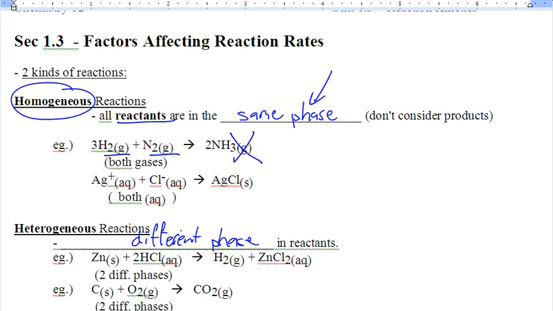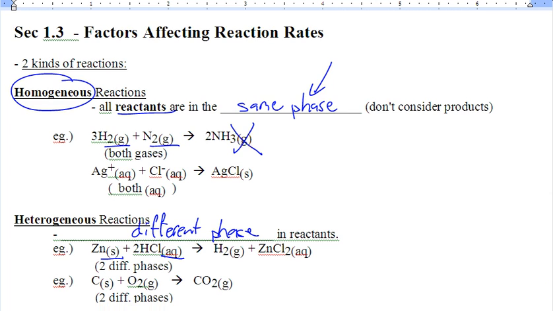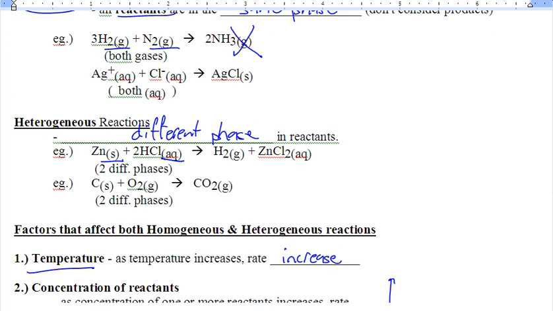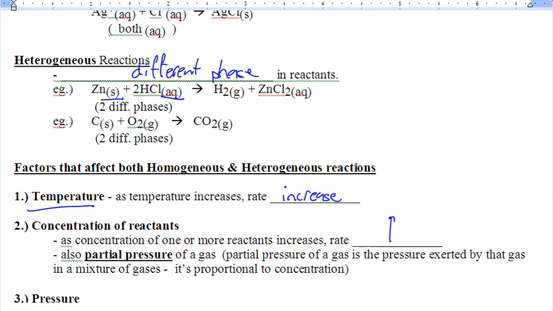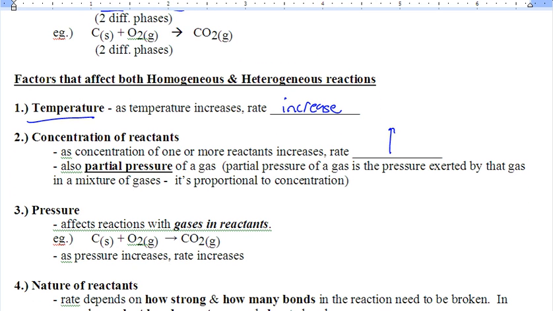Heterogeneous means different phases. The reactants are in different phases. Solid aqueous, solid gas, liquid aqueous, etc., etc. 2 very simple definitions, won't be a massive part of this chapter. What we care about is what affects them. We're going to learn what affects them today, and we're going to learn why later on.